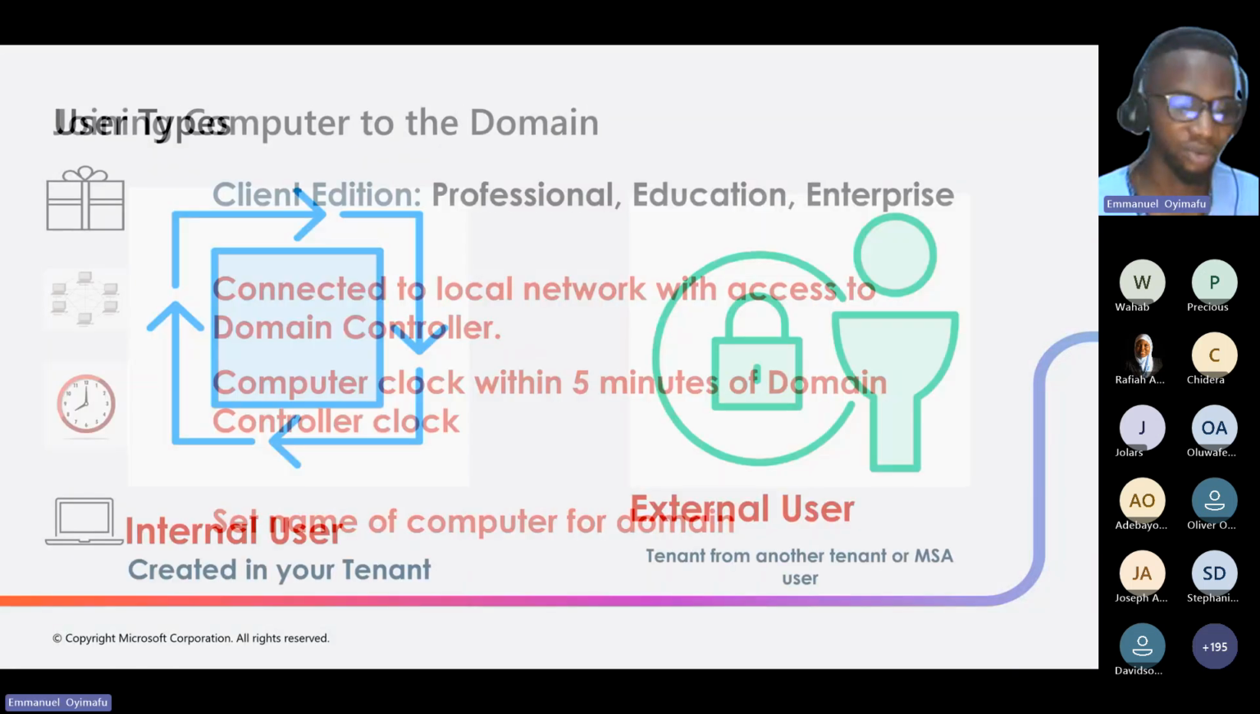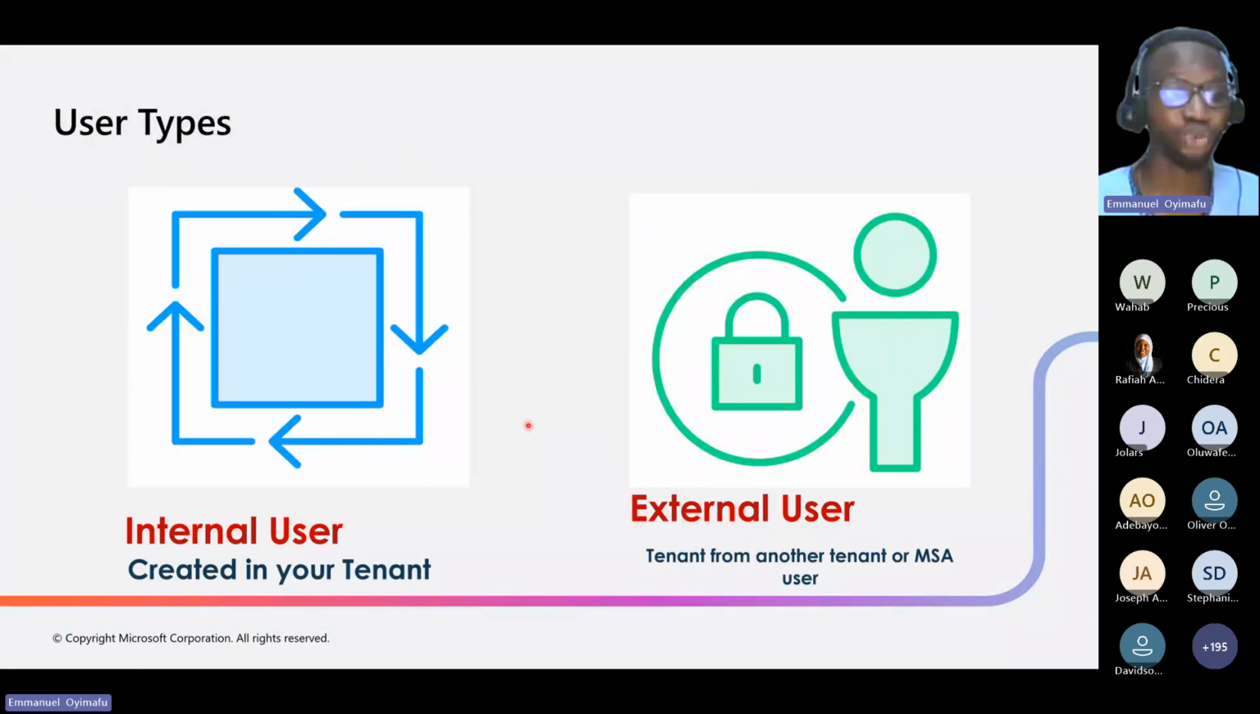So another thing again we need to look at is user types. We have two types of users. Not only two types of users, but in this context, I just want us to look at two types of users. One, we have internal users. So simple and short, internal users are users that are created in your tenant. When I say tenant, I mean in your subscription, let's say your own environment. Internal users are users that are created in your own environment.